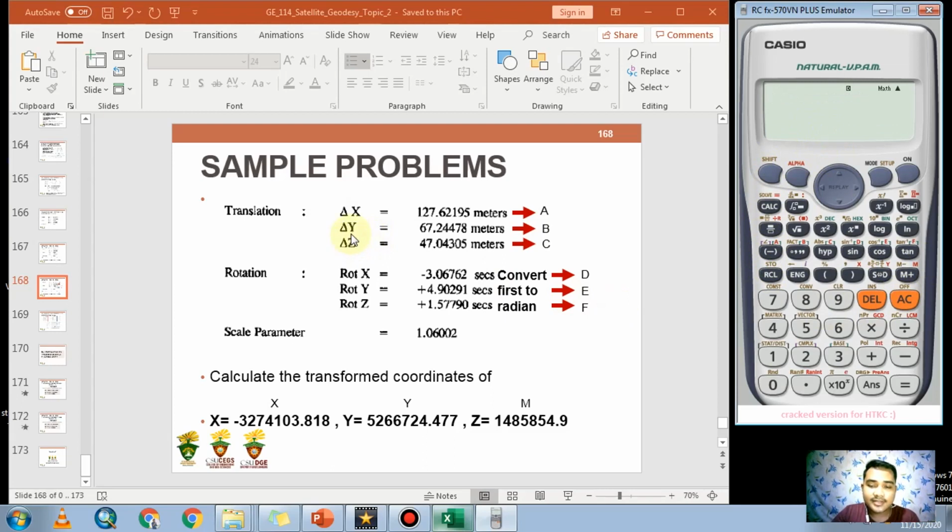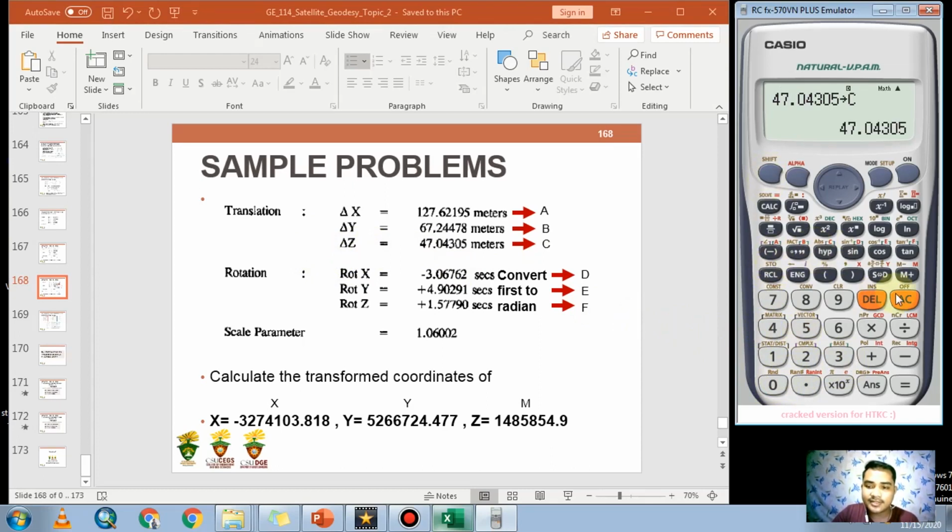Next na po is si translation Y or si delta Y. So that's 67.24478. Then store, shift, recall B. So na-store na siya sa memory B. AC. The next is translation Z or the delta Z. That's 47.04305. Then shift, recall C. So nasulod na siya sa memory C.